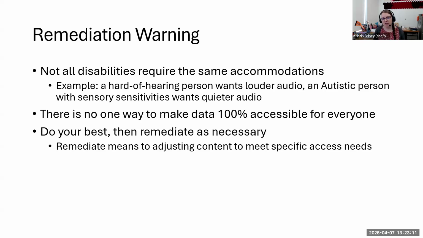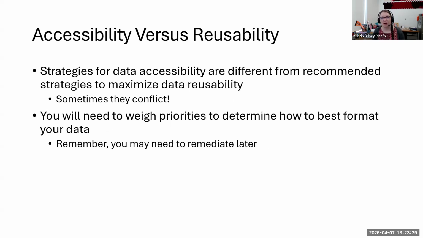So when we talk about data accessibility, it's with this caveat in mind that there's no one way to make data 100% accessible for everyone. We're going to do our best. And if someone comes along and says, I need data the specific way for my specific disability needs, then you remediate as necessary. The other caveat that I want to put out there is that accessibility and reusability sometimes conflict.